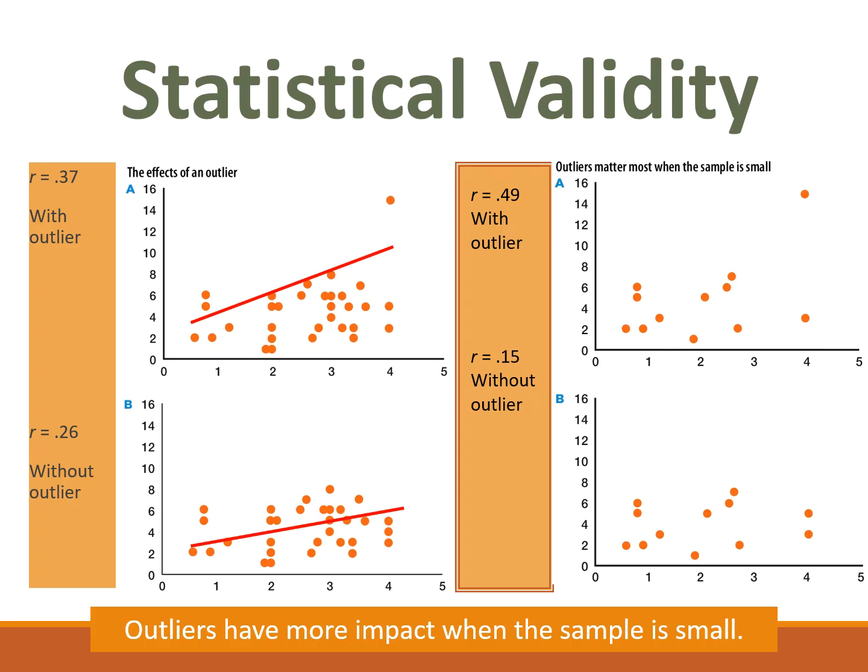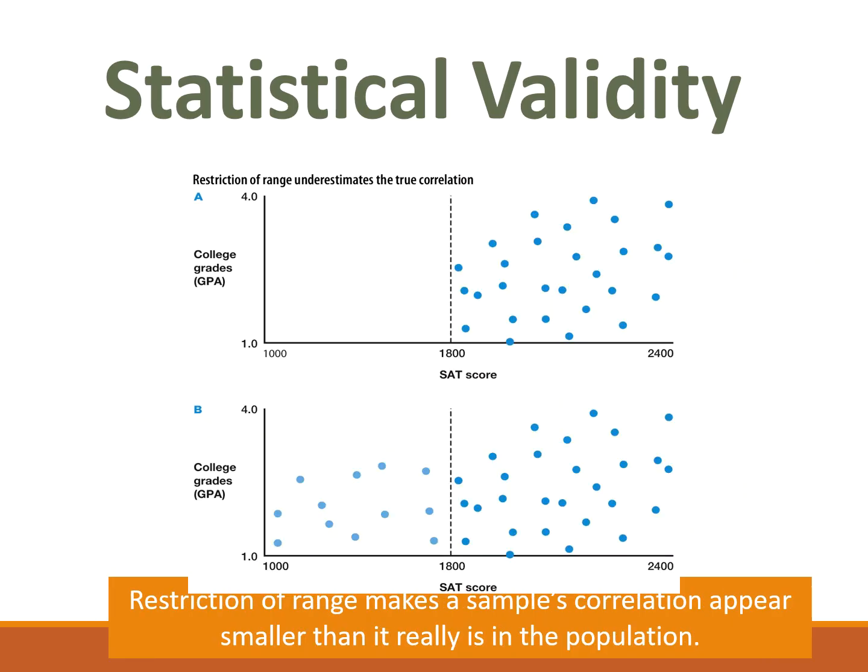Let's go ahead and take a look at the right one. And again, we have an outlier. With the outlier, our R is 0.49. Without the outlier, it's actually 0.15. And in this case, again, what you find is that though that outlier is giving you a stronger relationship, it is a much less representative relationship of what's going on. Outliers often have more impact when the sample is smaller. So the more and more people you have, the less and less influence an outlier has.